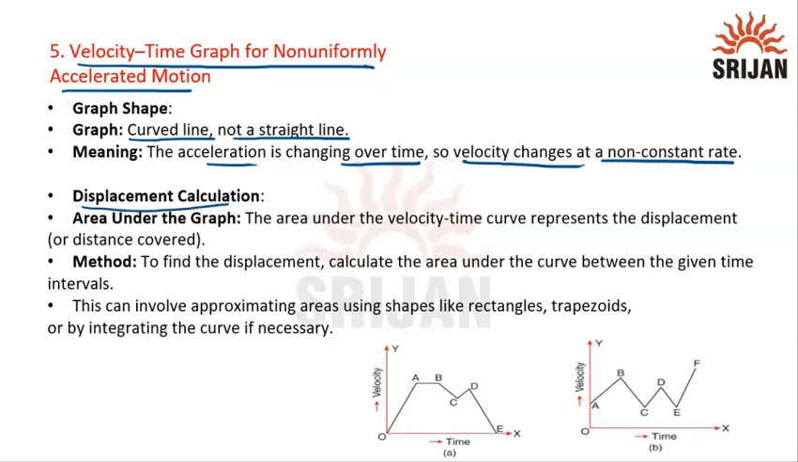How do we calculate the displacement? We need to calculate the area under the graph. And to find the displacement, we have to calculate the area under the graph between the given time intervals. So we have to split this graph into different time intervals, and then find the area of those parts, and then add them together. This can involve approximating areas using shapes like rectangles, trapezoids, or by integrating the curve if necessary, but that's not part of the syllabus for now.